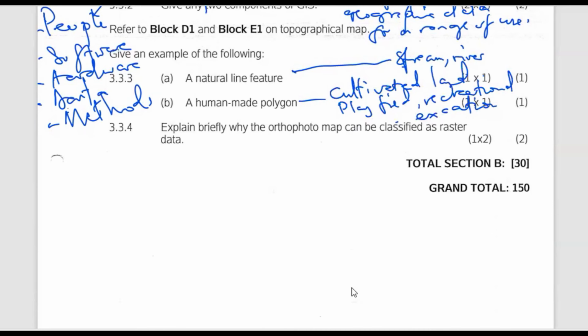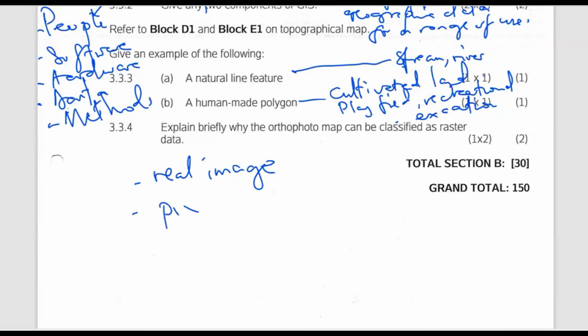Explain briefly why the orthophoto map can be classified as raster data. Why is it a raster data and not a vector data? It's a real image. Remember, orthophoto maps are made from aerial photographs. And on those aerial photographs, we add additional information like the names of streets, the names of places, clues about height, the contour lines, benchmarks, spot heights, those indicators of height. But actually, the basic thing about orthophoto maps is they originate from aerial photographs. So it's a real image. That is why it is in raster.